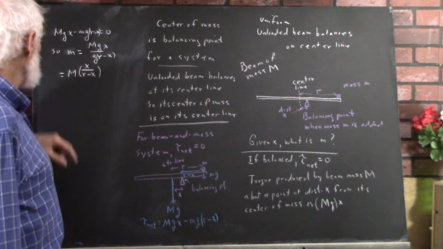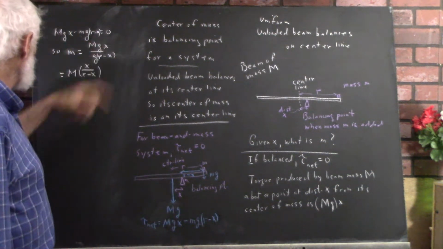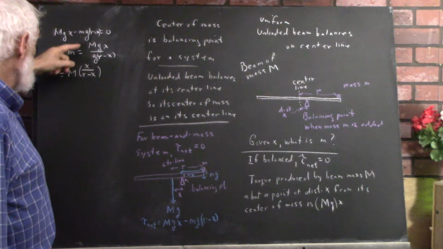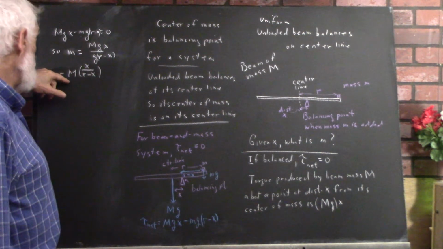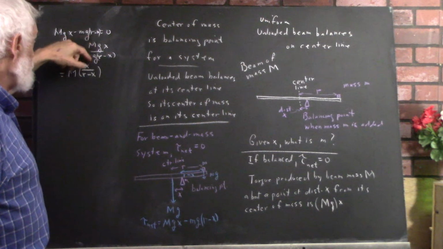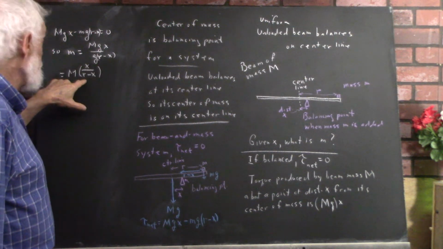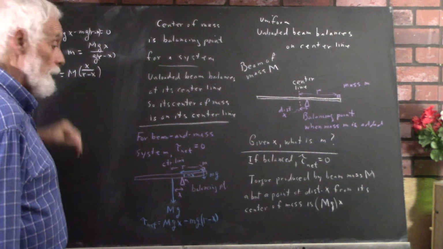So we have this net torque. If the net torque is zero, then this expression is equal to zero, and we easily solve this expression for little m and simplify it. We have a g here that divides out, so we end up with m equals big M x over r minus x, and there it is.